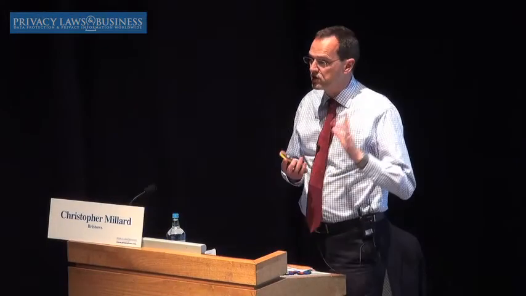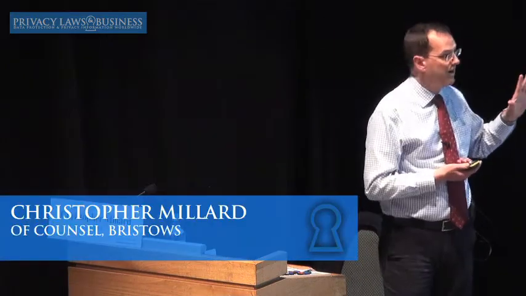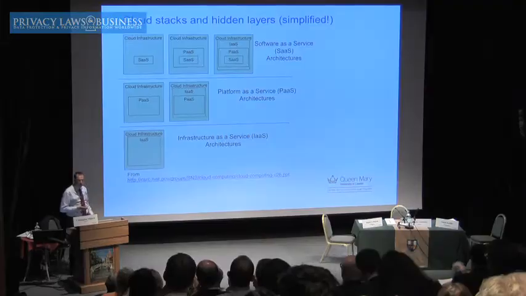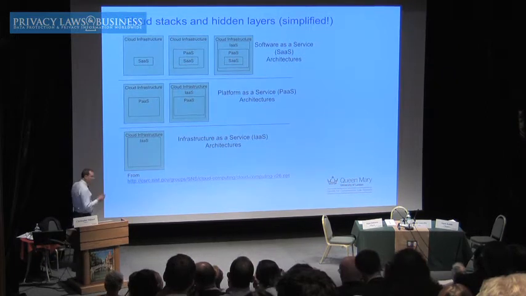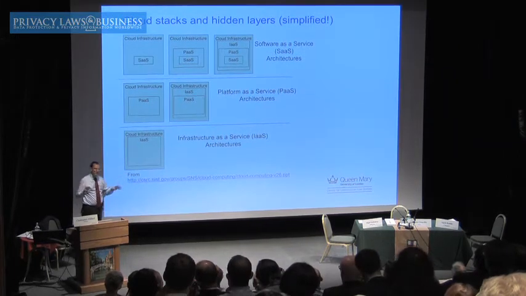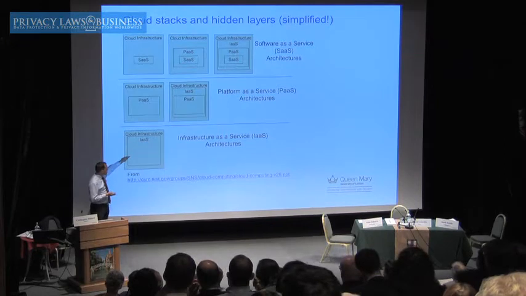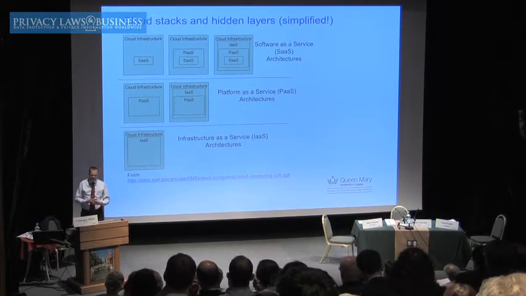Now, this is not as complicated as it looks. At least we're not going to talk about all the permutations. This is actually a simplified representation of the three main layers. I mentioned infrastructure as a service, platform as a service, software as a service. Again, apologies to the real techies in the room. This is a simplification. Infrastructure, as the name suggests, is hardware.